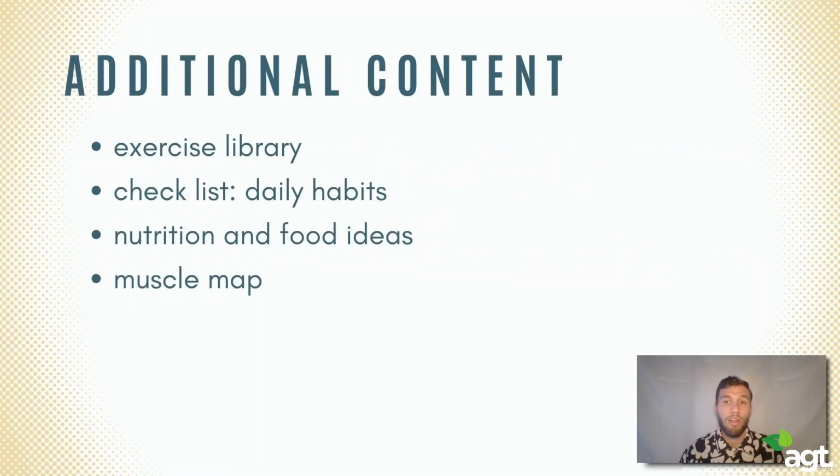In addition to this online course, there's some content that you have access to and that should help you in applying all the concepts that you learn here. So we have an exercise library. We have a checklist about the daily habits that you can implement into your lifestyle when you're training for strength and power. There's a document with nutrition and food ideas that can help you to eat fitting to your training. And there's a muscle map that shows you the most important muscles of the human body that you should know.